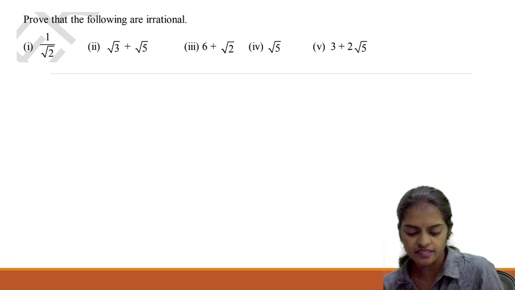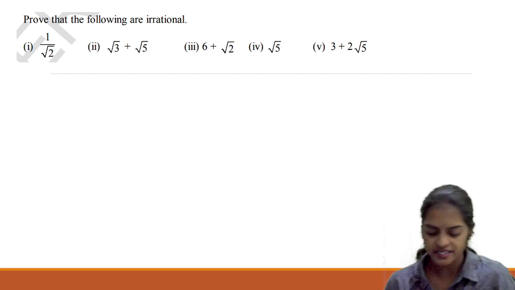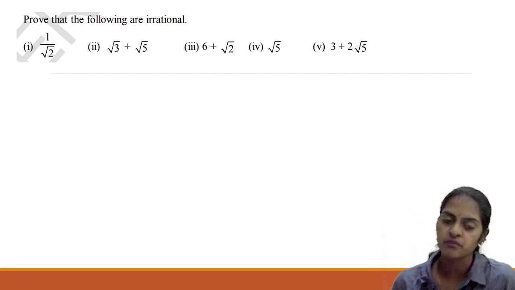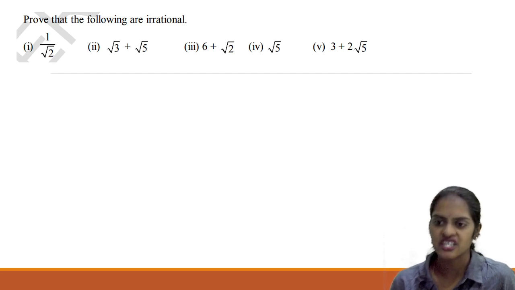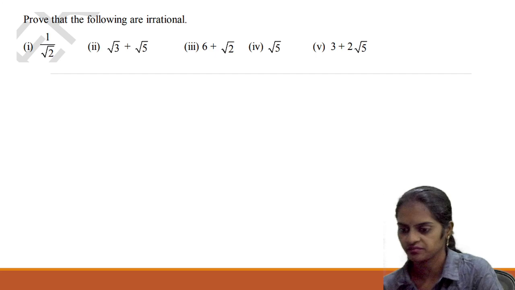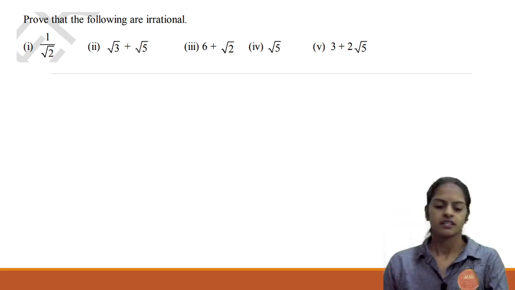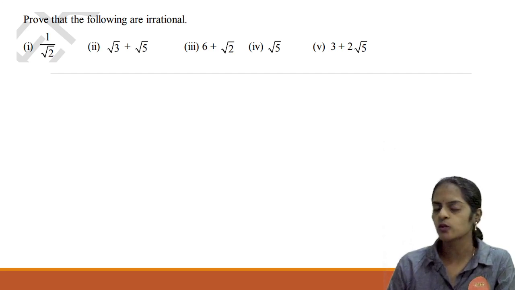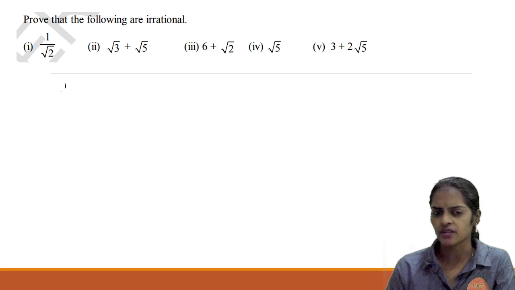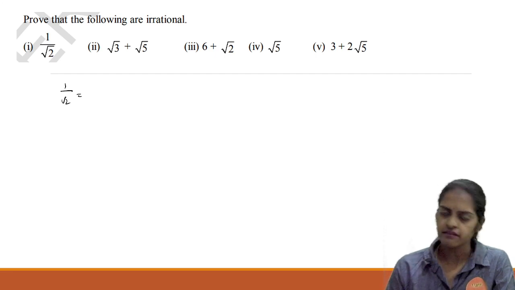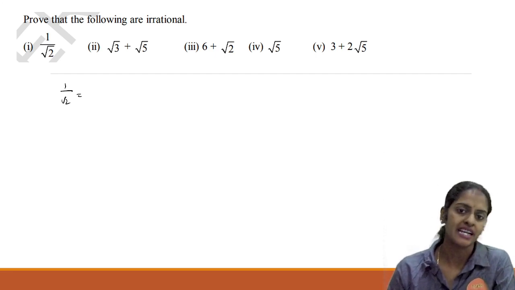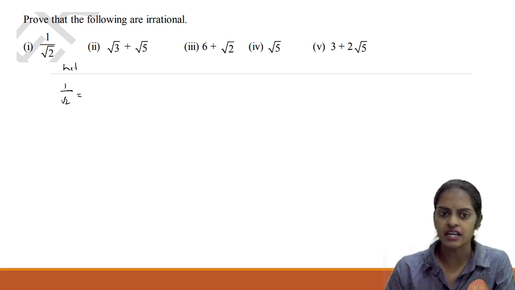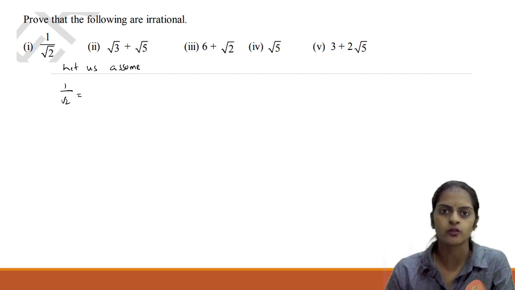Now look at the next most important concept, proof of irrational numbers. So how do we prove irrational numbers? Let us discuss. The first question is 1 by root 2. You have to prove it as irrational. This is very simple. Whenever you have to prove any number as irrational, first you take it as rational. So let us assume 1 by root 2 is rational.